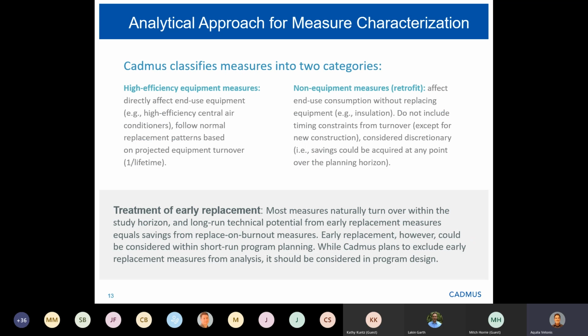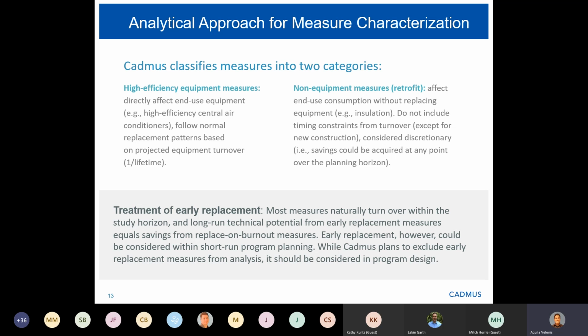I did want to note one thing before I move on. This is a slide that really has more about how the potential study treats measures, and not necessarily the measure characterization, but we thought it would be good to define this here because it does help provide some definition around measure characterization.